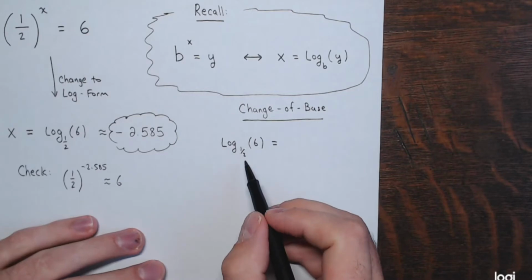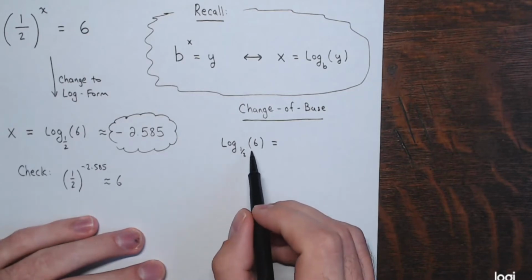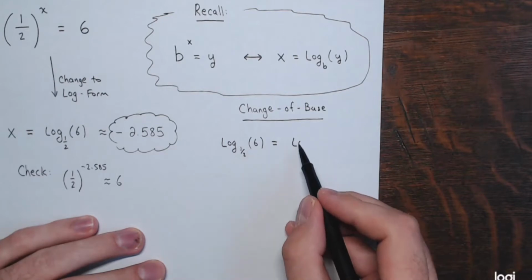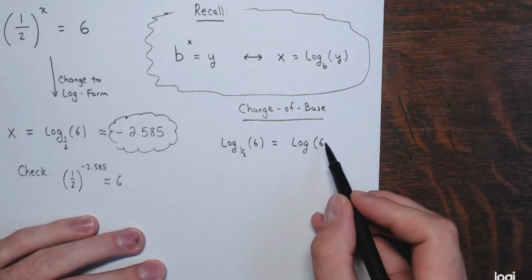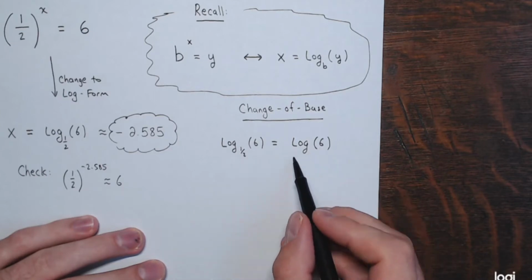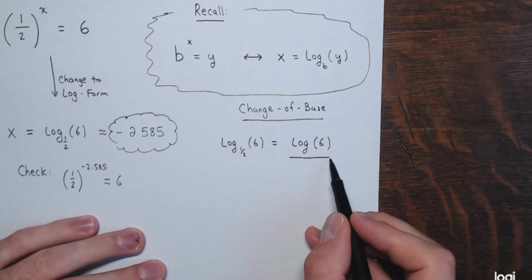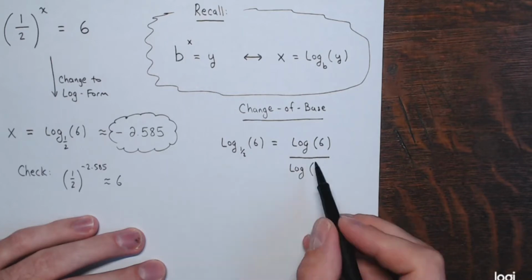Say I only have those two buttons. Well, instead of taking the log base 1/2 of 6, we can take the log base 10 of 6, or the log base e, whatever one you want. Just change the base to 10 or to e, but then after that you have to divide by this new log of the original base.